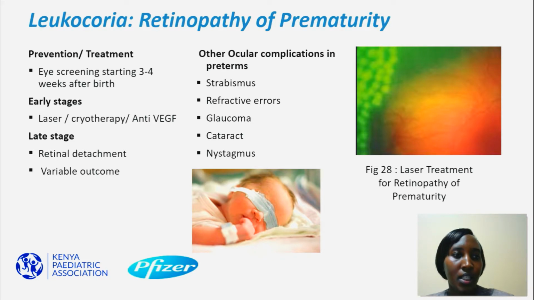And in the early stages, if early ROP is diagnosed, interventions such as laser or cryotherapy or injection of anti-vascular endothelial growth factors into the eye can be done, and this has been shown to retard the progression of retinopathy of prematurity into the advanced cases.